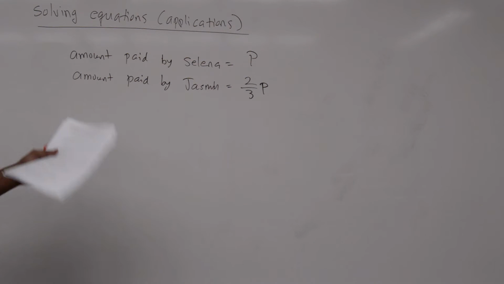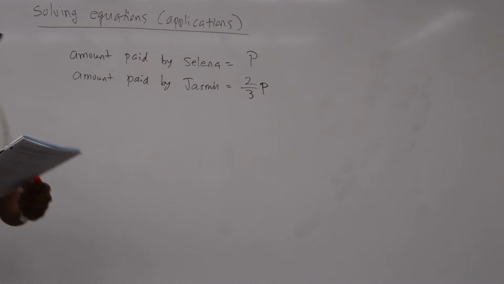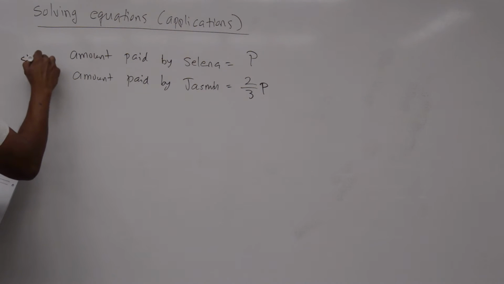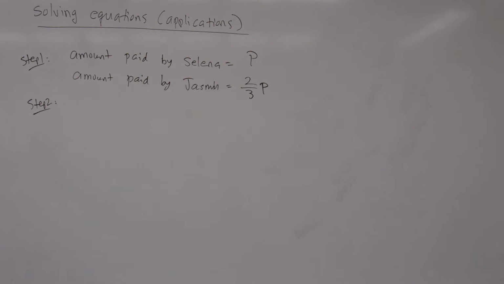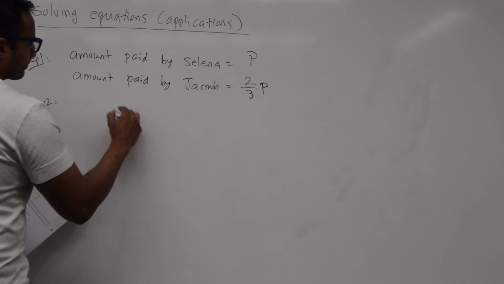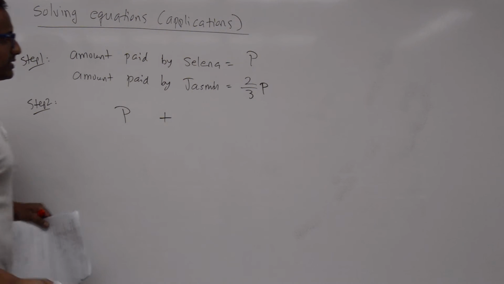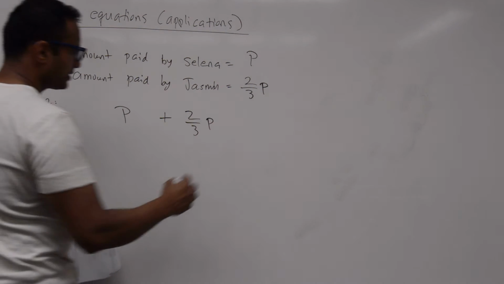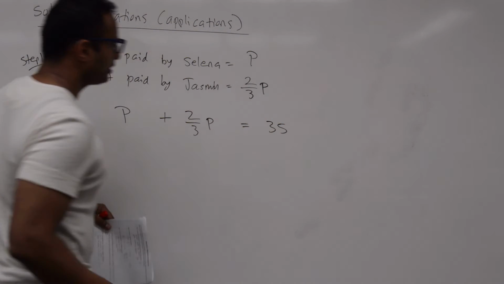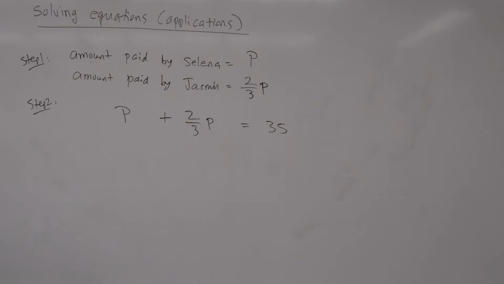Okay, so step 1, we define the variables and we related them because now they both have the same variable, which is P. Step 2, write an equation and solve. So this was step 1. Step 2, let's convert this into an equation. Okay, so the problem says that they together paid $35 for a pizza. So if Selena paid P amount of dollars, now Jasmine only ate 2/3 the amount of pizza that Selena ate, so she only paid 2/3 as much as Selena paid. So it's going to be plus 2/3 P, and that's going to equal $35. The amount that Selena paid plus the amount that Jasmine paid, and that equals $35.